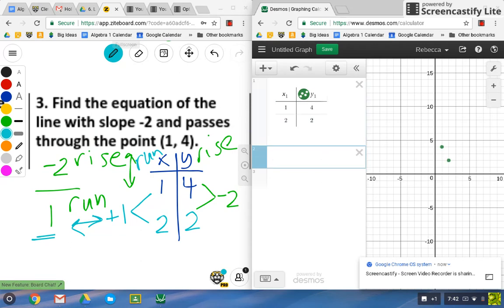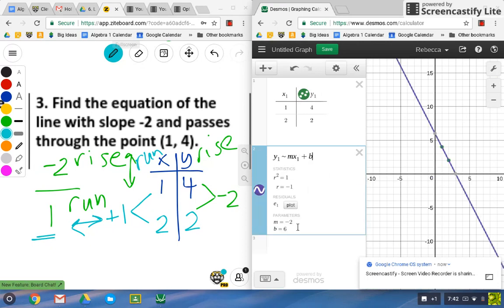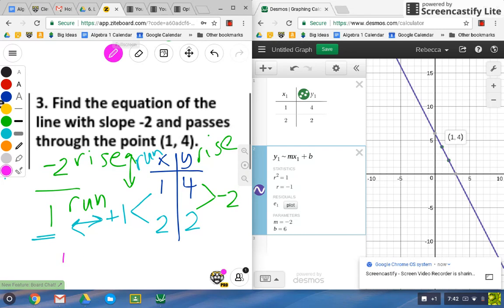Again, I put in my y1 is approximately mx1 plus b. And my m this time is -2, and my b is 6. Make sure that this makes sense. Does it look like it's going down 2 over 1? It does, so that must be right. So my equation this time is y equals -2x plus 6. And let's double check. It is going through this point 1, 4, so we're good.